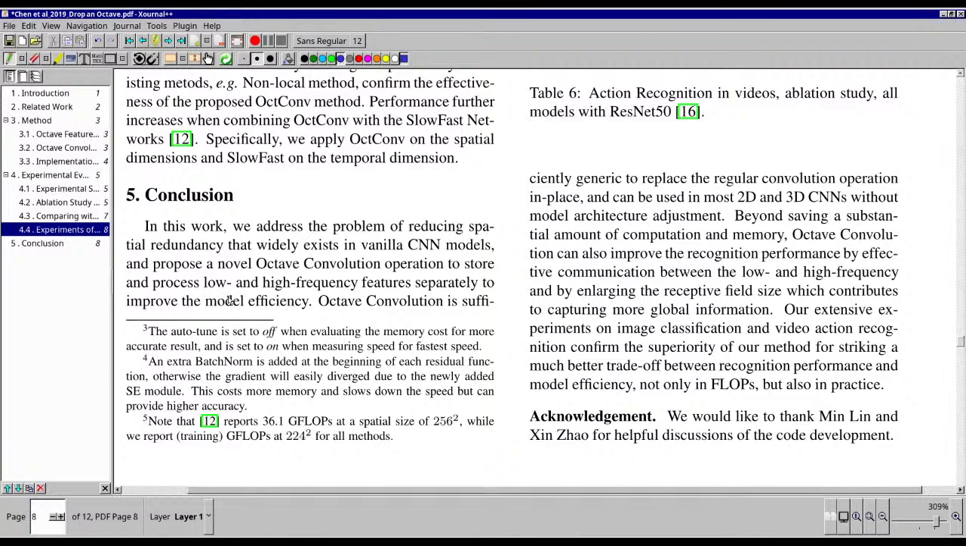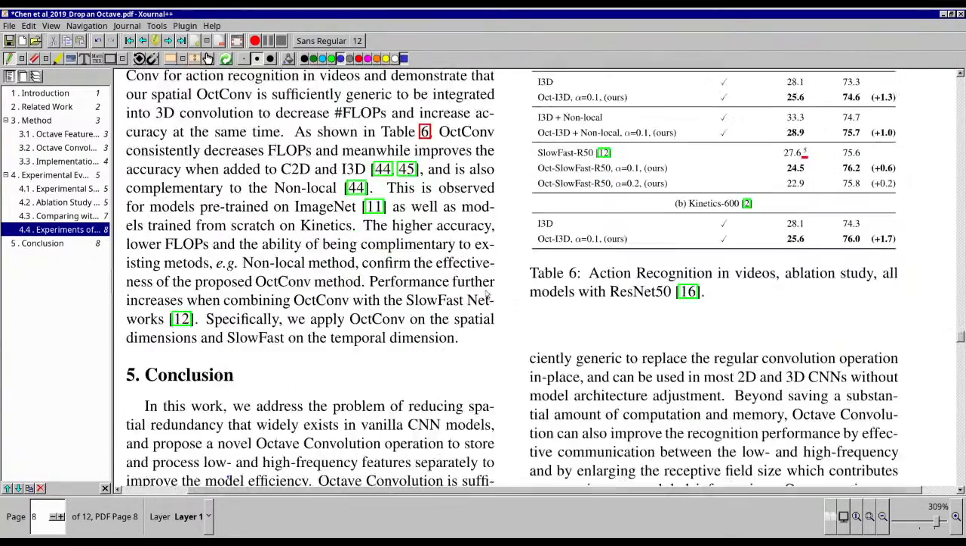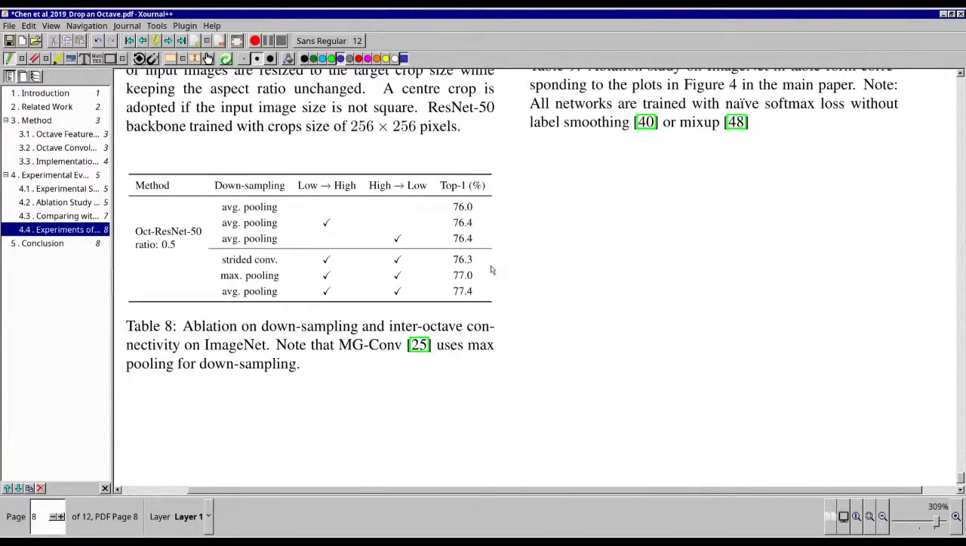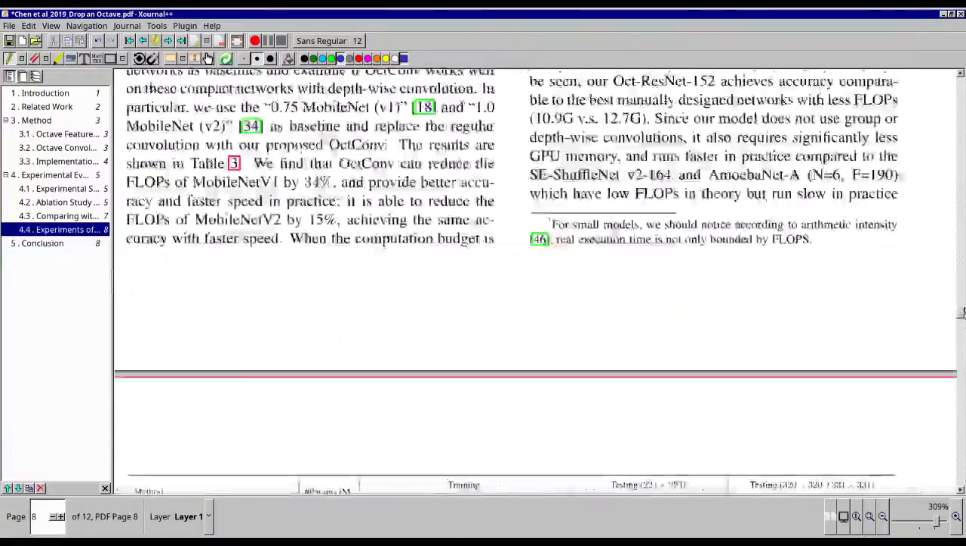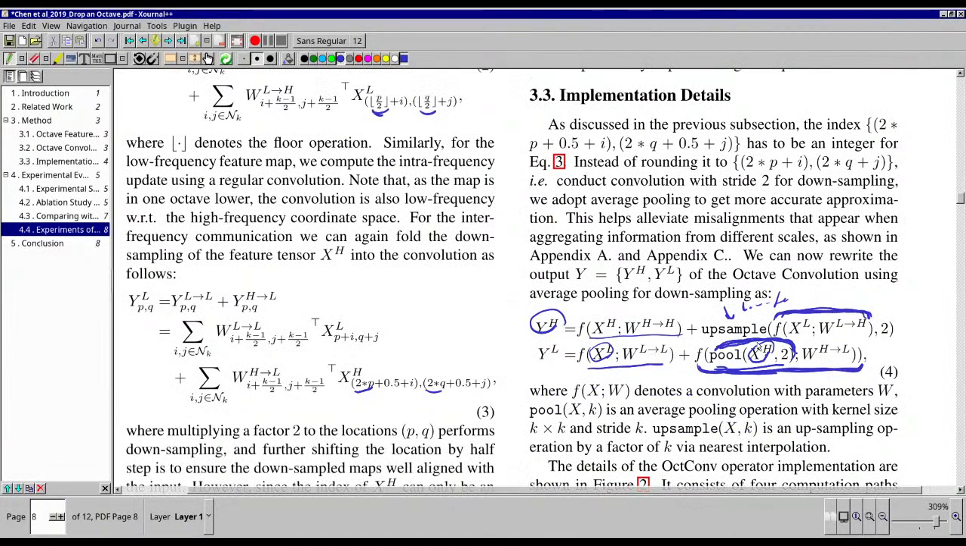In this work we address the problem of reducing spatial redundancy that widely exists in vanilla models, with a novel octave convolution operation to store and process low and high frequency features. Okay. I guess it's worth using, although it makes no sense to upsample. Yeah, I don't know.